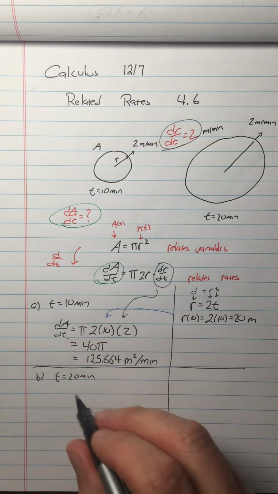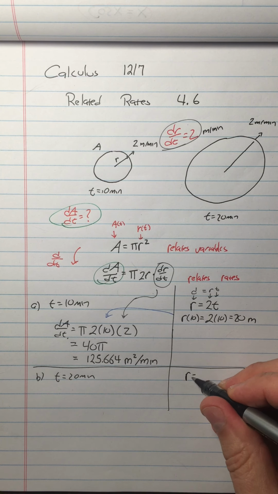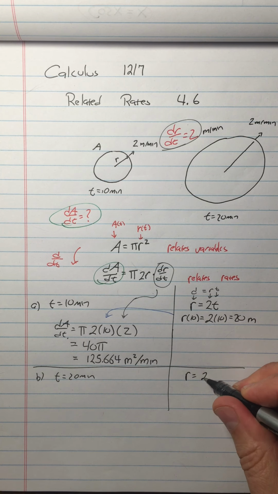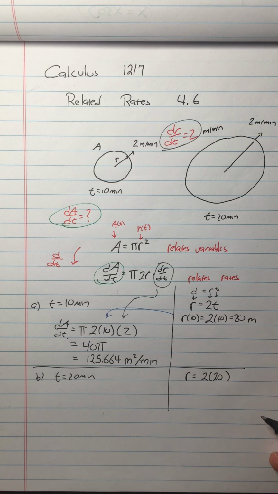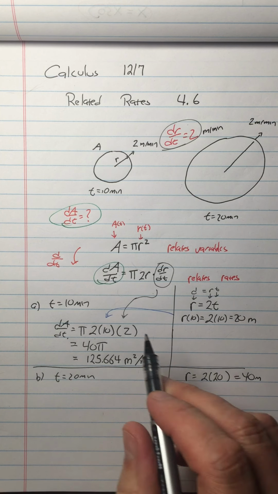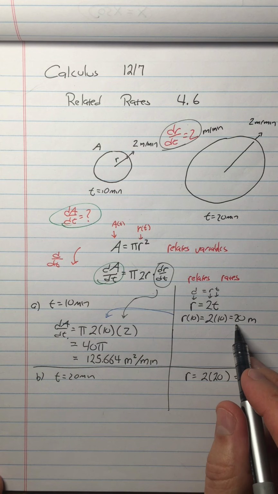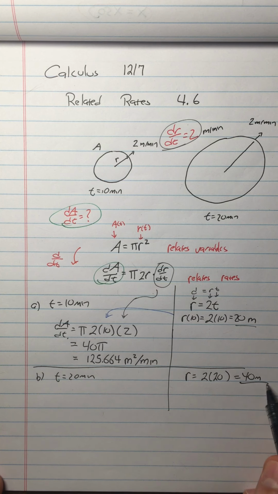In this case, t equals 20 is going to be different. The r is going to be different. So 2 times, this time it's going to be 20 minutes. So the radius is 40 meters now. So the difference between these two problems is essentially that at 10 minutes, the radius of the fire was only 20 meters. Now the radius of the fire has expanded to 40 meters, right?